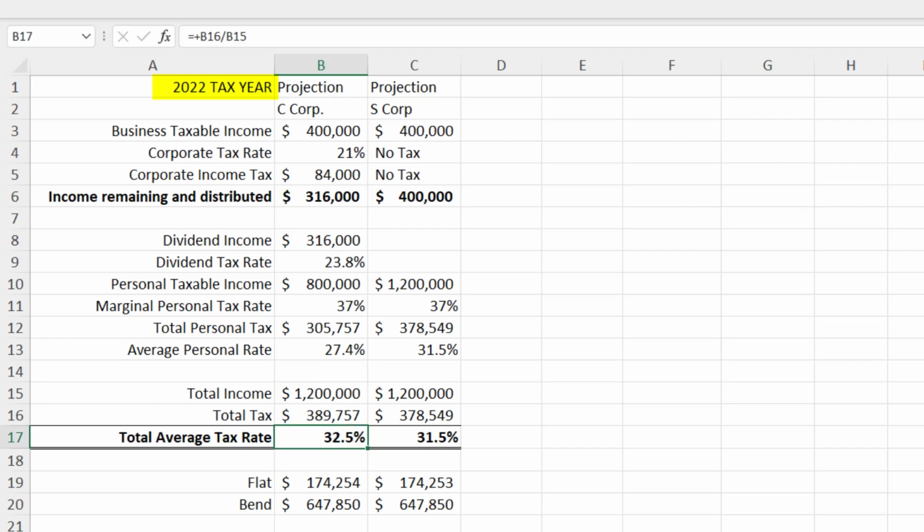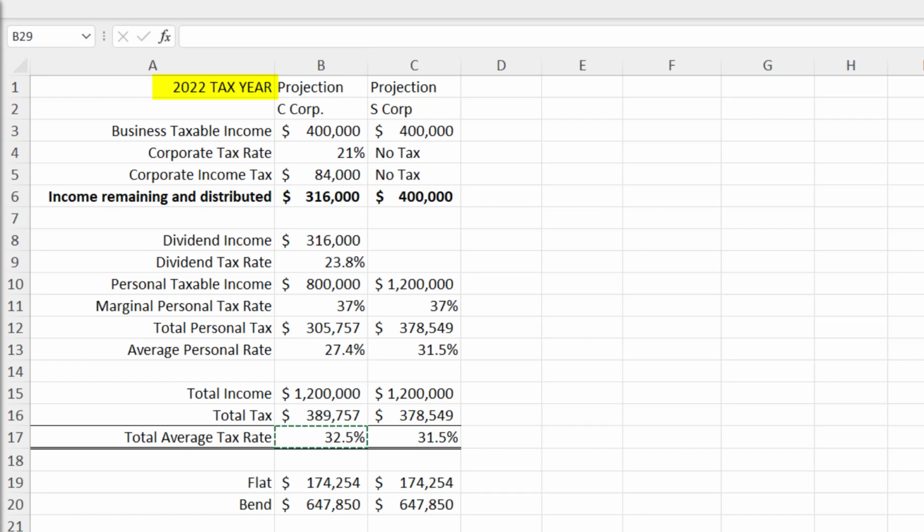As an S corporation, it's slightly lower than that. It is going to be 31.5%. So maybe not a whole lot of difference if she's making a modest amount of taxable business income. It might not matter a whole lot which way she organizes. Let's go to the second page and look at some other assumptions.